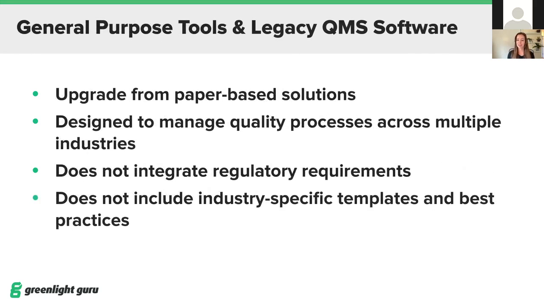Our next big QMS that we tend to see here is a general purpose tool and legacy QMS software. So this can be looked at as navigating the QMS manually. So a paperless paper or a paper digital refers to storing scanned documents via online tools that act as digital filing cabinets. So kind of our third bullet point here, it does not directly integrate with regulatory requirements.